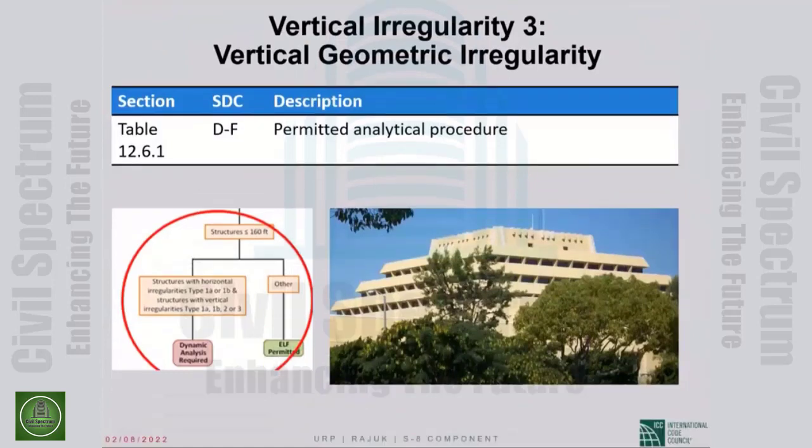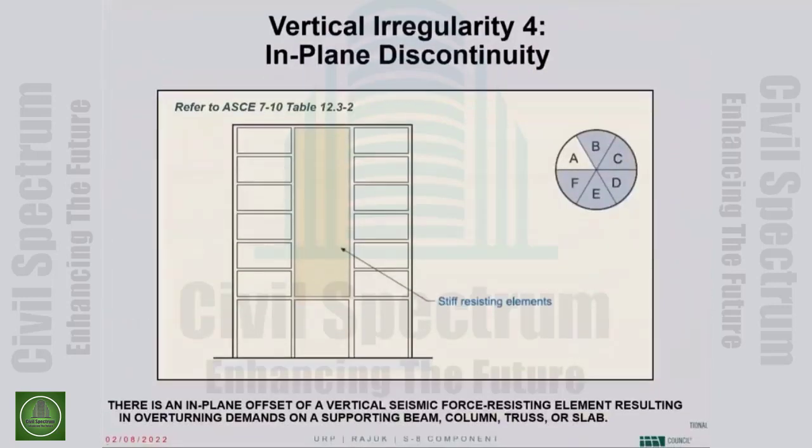If you have vertical type 3, that is also one of the bad irregularities, and you will have to do dynamic analysis. You have to go to this table, and the table will tell you that you have to do dynamic analysis. Vertical type 4, in-plane discontinuity. Okay, this is not an out of plane offset, but in plane. So this was coming down, and then it doesn't, it is discontinued. There is an in plane offset of a vertical.